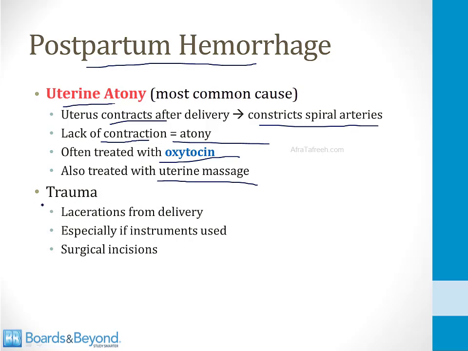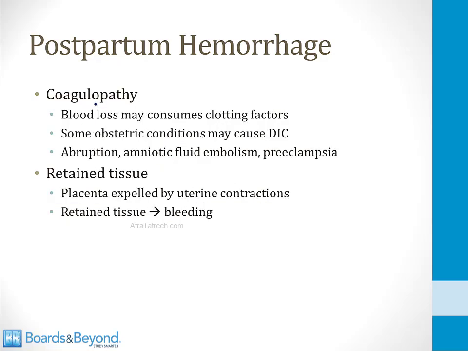Second most common cause is trauma, so lacerations to the uterus often occur during delivery, especially if instruments were used or surgical incisions were made, so all of these things can potentially cause bleeding after delivery of a baby. Other causes of postpartum hemorrhage are shown on this slide. In order for a woman to stop bleeding after delivery of a baby, she needs to have a normal clotting system. If she has any form of coagulopathy, she will continue to bleed.